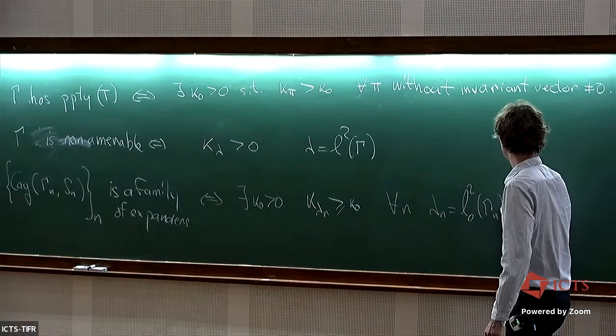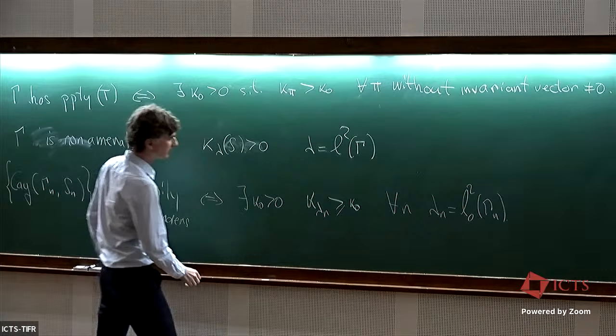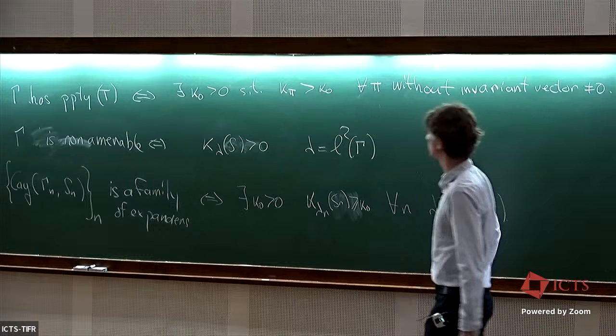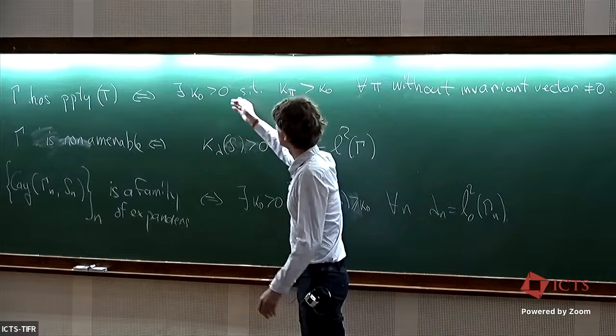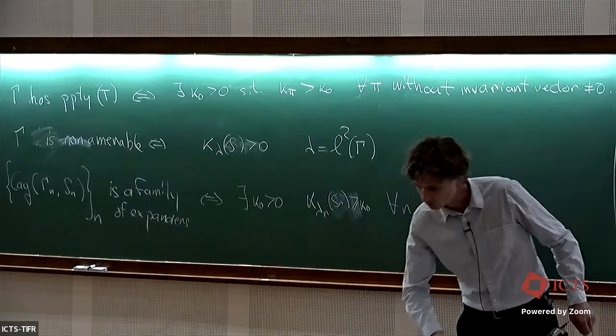A priori this depends on the generating set. But the fact that it's positive here does not depend on the generating set. Here, on the other hand, it is quite dependent on the generating set. Same for property T: the existence of a positive k naught does not depend on the generating set, but if you change the generating set, the k naught may change. So it's a famous open problem to determine how this may depend on the generating set.